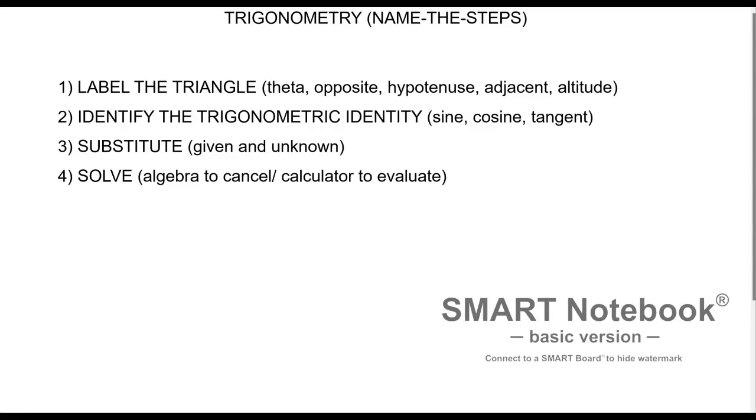Number three, you're going to substitute, okay, into your sine, cosine, tangent, right? You'll actually put stuff in there, whatever's actually given and whatever they're asking you, the unknown. And then lastly, as you guys would imagine, sometimes it's done here and sometimes you'll solve, okay? You'll do some basic algebra to cancel and you'll be done, and then sometimes you'll solve by doing some algebra, isolating the unknown, and then finishing off in the calculator.